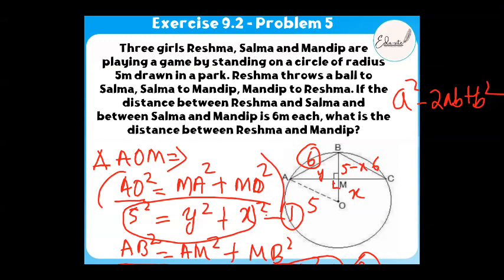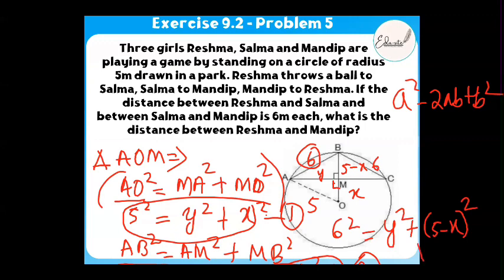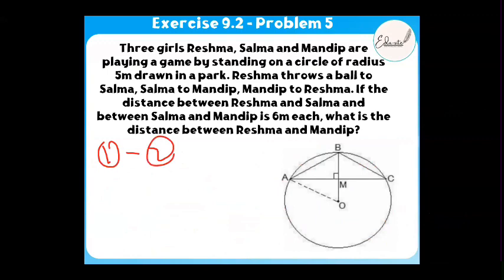Have you written equation 1 and equation 2? Yes. I can't see the equation 2. Okay, 6 squared is equal to y squared plus (5 minus x) whole squared. This is equation 2. Done. So what we are going to do is subtract 1 minus 2. You will get the value for x, then you will get the value for y.